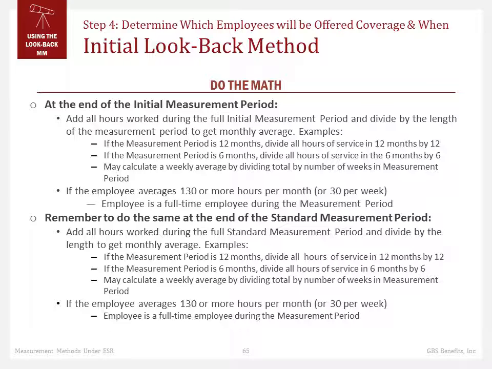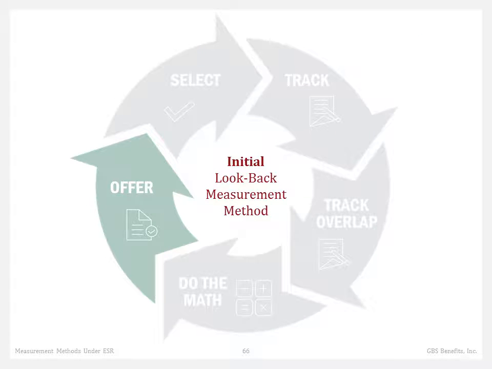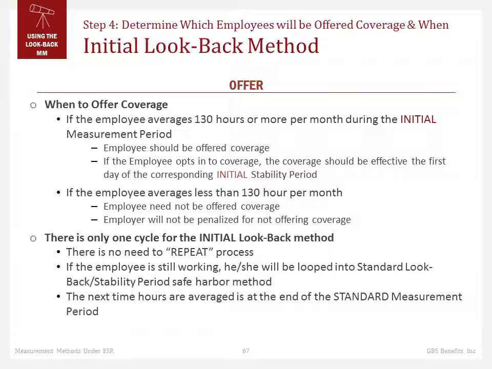When you're using both cycles for this category of employees, you're using the initial measurement period and the standard measurement period. They are overlapped, but you treat them separately. So make sure you do a stability period for the initial, and you do a stability period for the standard, as well as the administrative period. So then offer, which is what we've already talked about. If the hours are 130 or more, then they need to be offered coverage, and if not, they do not need to be offered coverage.